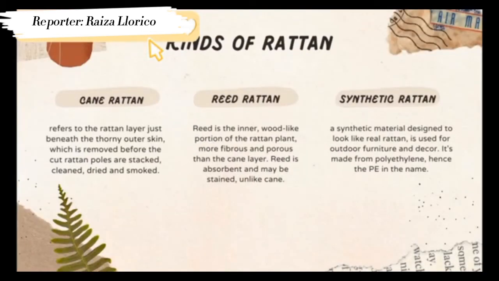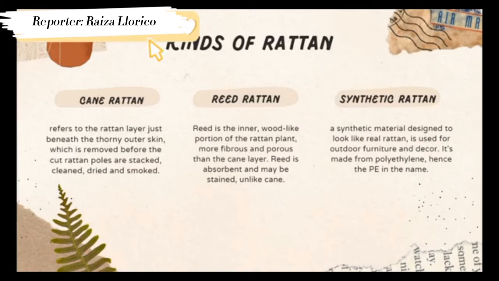And there are 3 kinds of rattan, namely cane rattan, reed rattan, and synthetic rattan. Cane rattan is the outer bark part of the rattan tree. It's created by peeling the top layer of the rattan vine and wrapping it around solid furniture. And next is reed rattan. Reed is the inner wood-like portion of the rattan plant. It is more fibrous than cane layer. That is why it is absorbent and can be stained unlike cane.